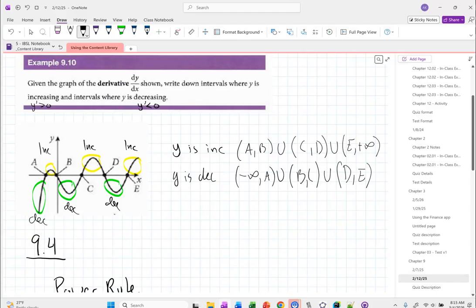Feel pretty good here? Fairly easy, right? Easier than the first example because they gave us the graph, there's no algebra to have to deal with, right? I just looked at the picture. I'm just looking at where the derivative is above or below the x-axis. Does everybody feel okay here? Okay.